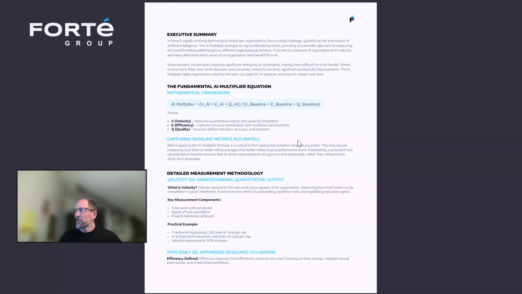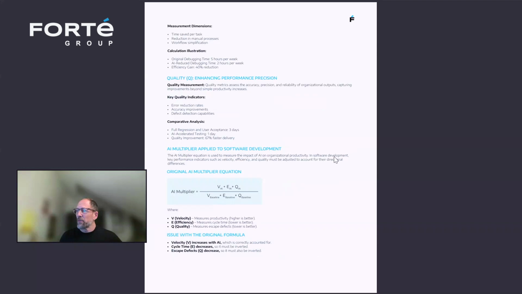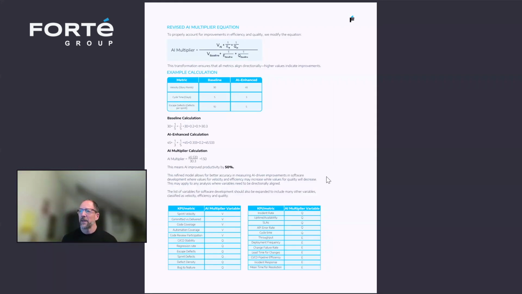There is a slight issue with this that we have to resolve for software development because you may have, again, quality, escape defects. You want those to decrease, not increase. By adding these together, we simply change our equation to invert for efficiency and quality in the cases where we're looking to decrease the amount of time or decrease the amount of defects, and we get the same result. So in this sample, we do our calculation, we find our multiplier is 1.5. That means we're improving productivity in general by 50%.